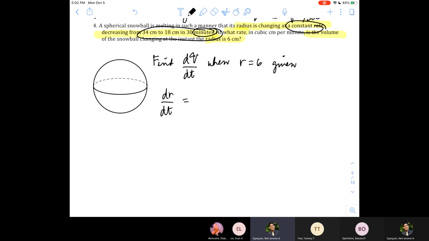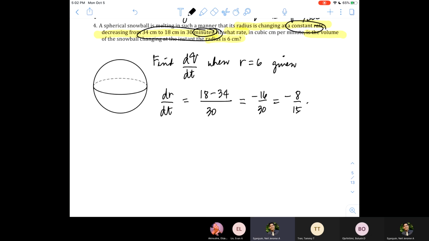And since we're told that the radius is changing at a constant rate, this is basically 18 minus 34 over 30, right? The numerator gives us the change in the radius. The radius changed from 34 to 18, but that happens in what span of time? It happens in 30 minutes, okay? So the rate at which the radius is changing is negative 16 over 30, and that is what? Negative 8 over 15 centimeters per minute, okay?